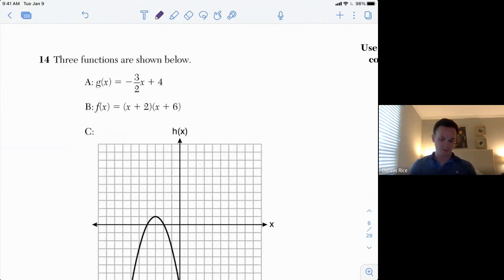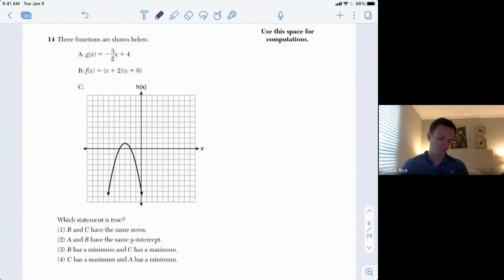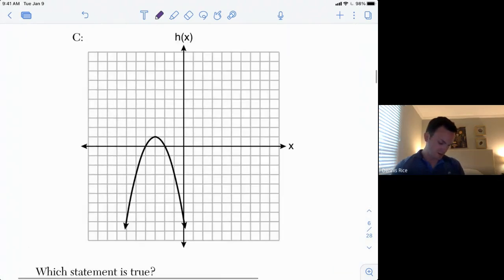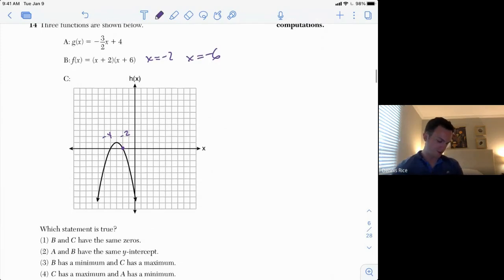14. 3 functions are shown below. Ooh, this is scary. Which statement is true? B and C have the same zeros. Okay, so what are the zeros here? Negative 2 and negative 4. The zeros here would be negative 2 and negative 6. It's already factored, so I could cheat. So that's not true. A and B have the same y-intercept. The y-intercept in A is 4. Just look at the constant. And B has a y-intercept of, that's if x were 0, that would be 12, I believe, right? So that's not true.